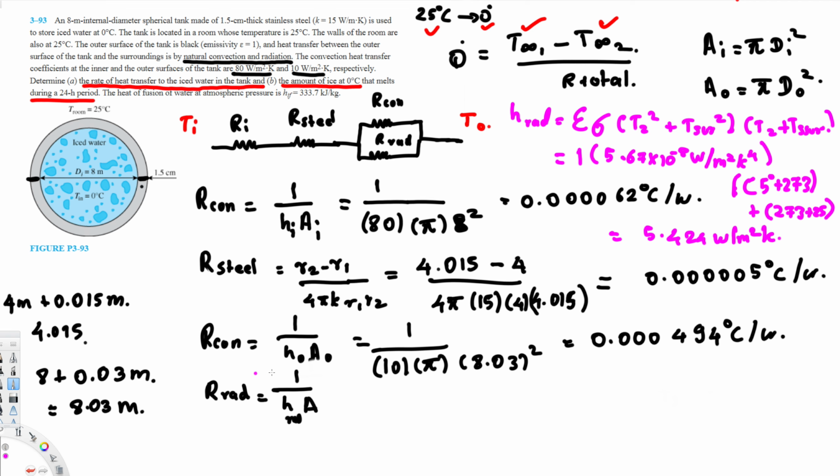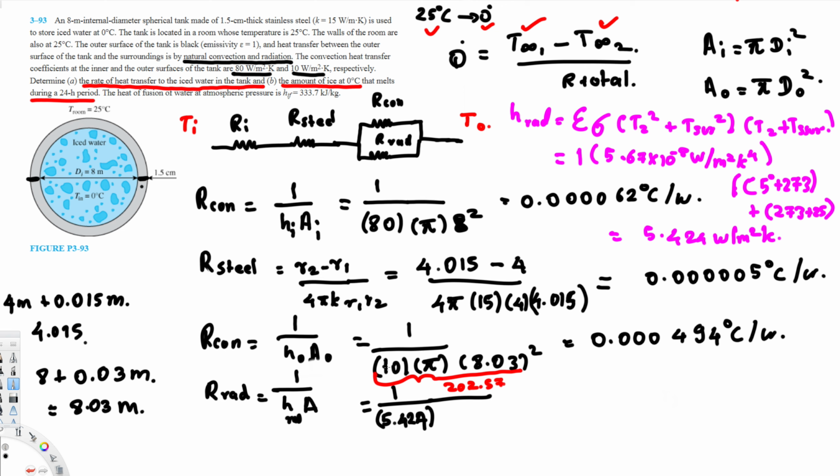Now let's go ahead and find this value. So here we have this equation, R radiation is equal to 1 over H radiation times area. So H radiation we calculated, that's 5.424, times area. Area we calculated, the outer surface area, that is this one, same as this one, and if you calculate this value, this is going to give you this part right here. This is equal to 202.57.